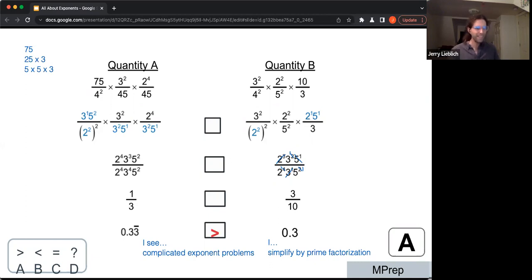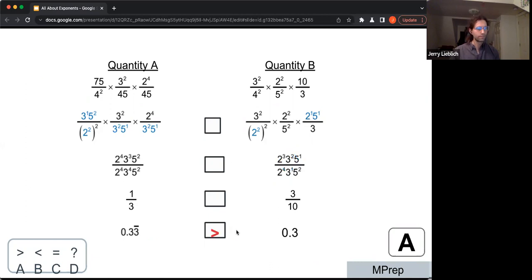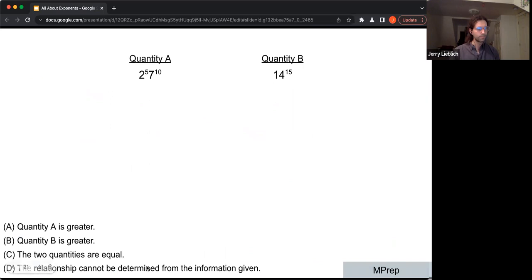Okay. So let's try another question. And I would say for this next question, think about prime factorization as a tool. Please send me your answer when you have it.